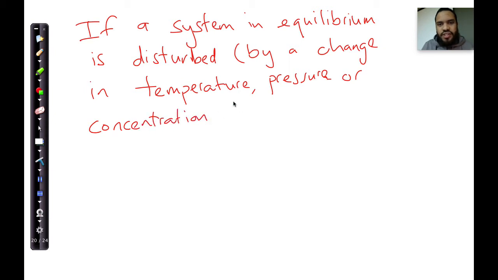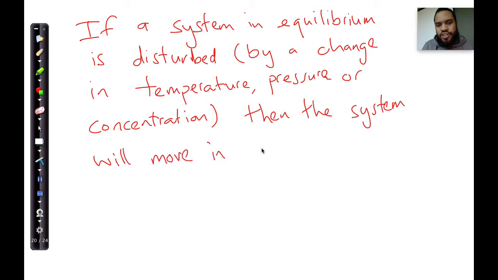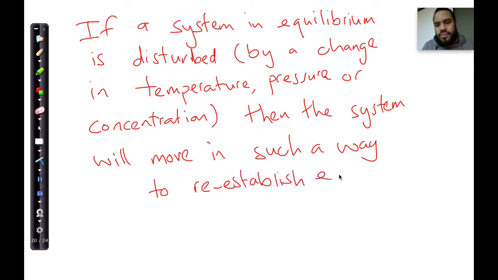Okay, that's just the additional info. The main thing here is that you have disturbed the equilibrium. And these are the only things that can disturb it: temperature, pressure, concentration. Then the system will move in such a way so as to re-establish equilibrium. Okay, that's Le Chatelier's principle.